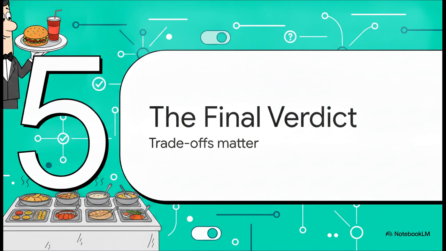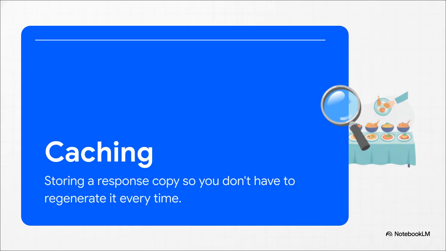Section 5. Trade-offs and the final verdict. At this point, you're probably thinking, Cody, GraphQL sounds strictly better. It's faster, it's more efficient. Why on earth does anyone still use REST? Well, it all comes down to trade-offs, and one of the absolute biggest is caching. Caching essentially means storing a copy of a server's response so you don't have to do all the hard work of regenerating it every single time someone asks for it.